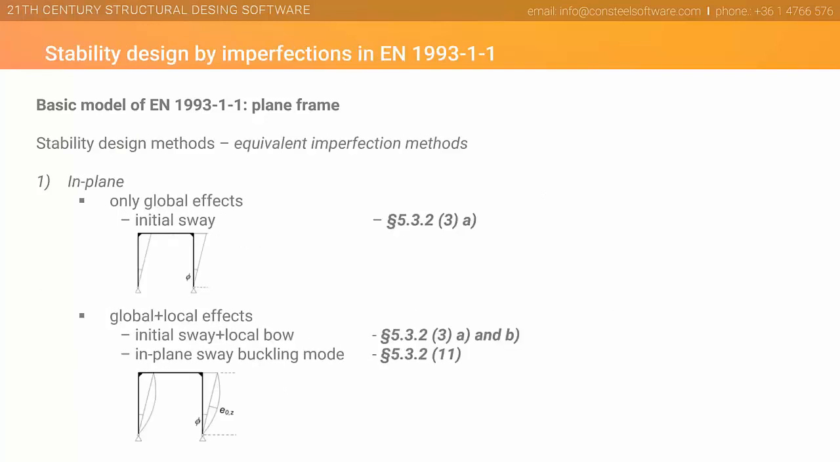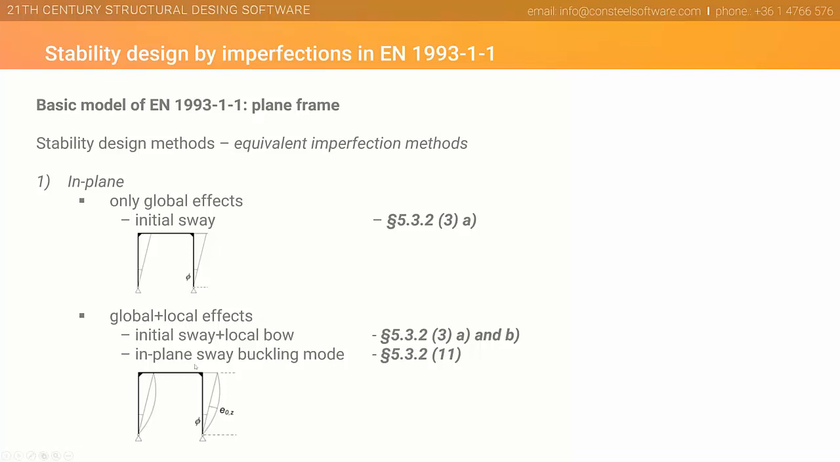And finally, the associated imperfections are listed in the Eurocode. First, in-plane imperfections covering only the global effect. This is the initial sway. Here is the chapter where it is defined. As a rigid body motion, we just move out the nodes of the frame, considering this global swaying effect only. We can consider in-plane the global and local effect together when we move out the nodes as well, and we put a local bow, in-plane local bow, into the column. This is defined here in that chapter.